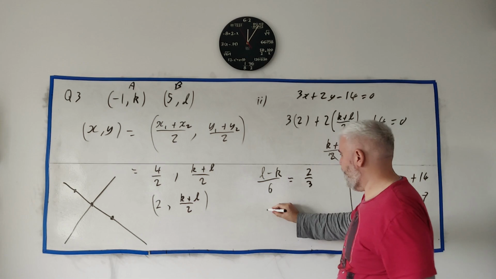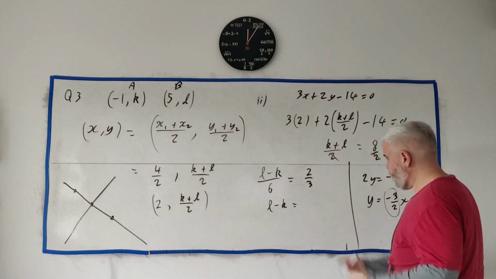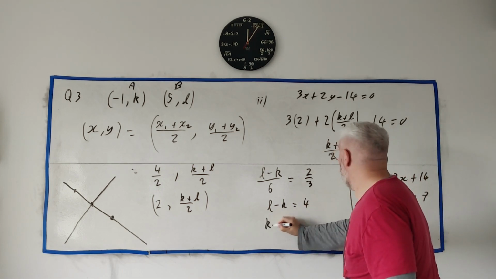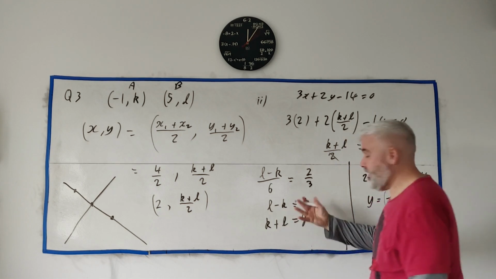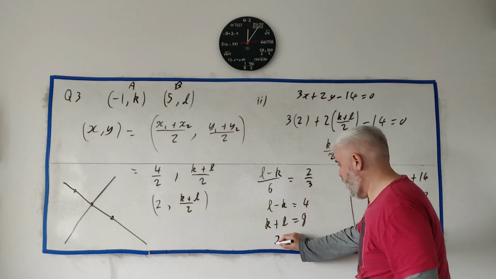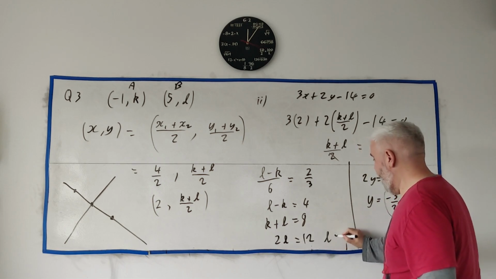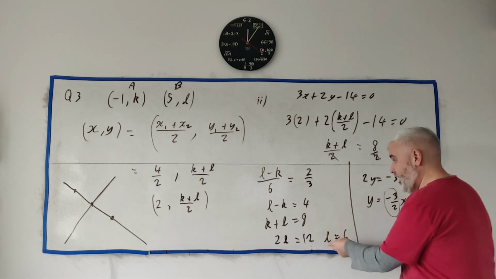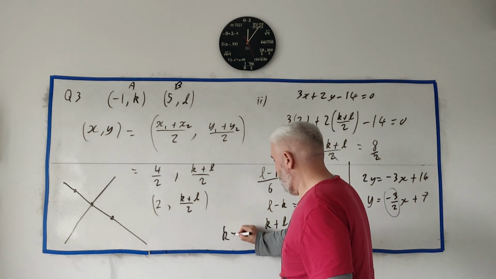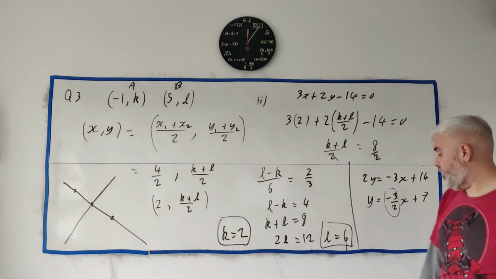2 over 3. Clean this up, we get l minus k is equal to, let's see, 12 divided by 3 is 4. So we get these 2 equations. k plus l equals 8. Simultaneous equation, very simple one in fact. There's a minus k and a k. Add these together, we get 2 l's. Add these together, equals 12. l is equal 6. Put 6 back in. 6 minus what is equal 4. k is equal to 2. So there are your 2 answers for this. That's B part 2 done.